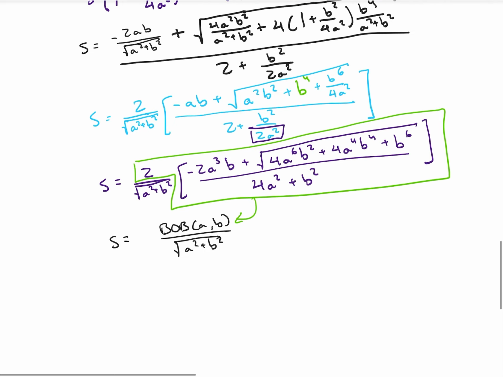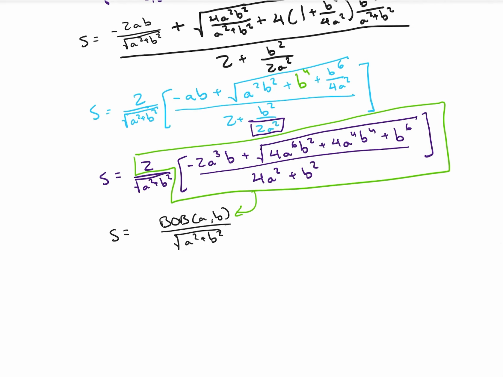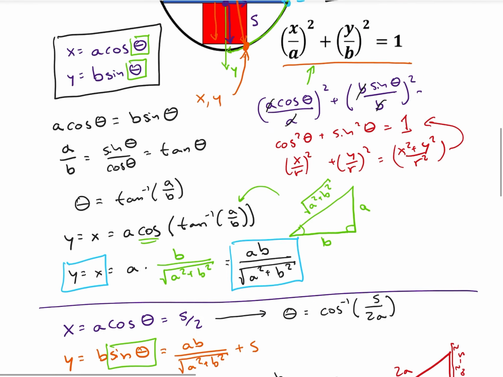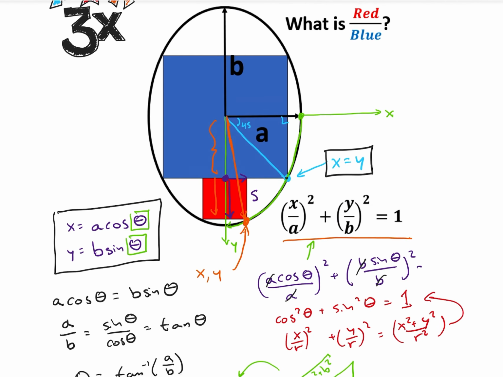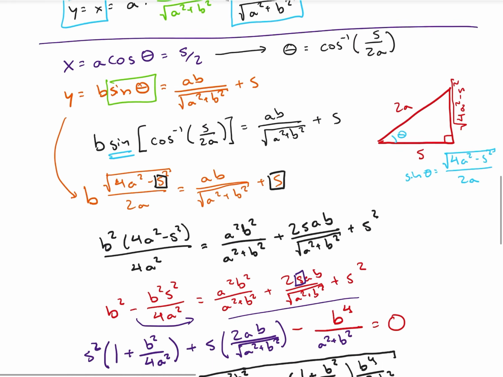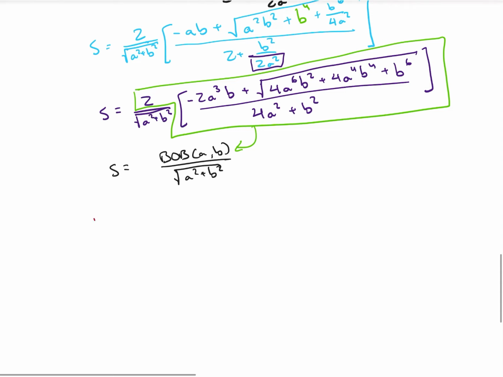So if I want to do my area, so remember what S was, if you can. So S is the side length of my small square. And I found that my X or Y I found before was 1/2 of my side length of my large square. So the red area is going to be S squared, which is going to be Bob squared divided by a squared plus b squared.